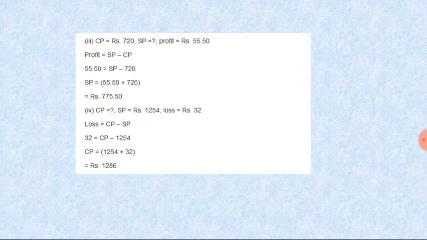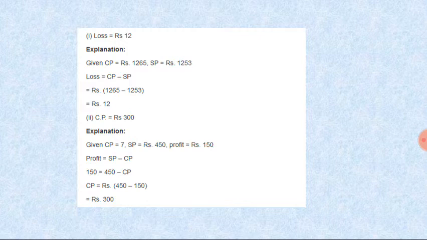Given the selling price is rupees 1254, loss rupees 32. So already you know the loss formula: loss equals CP minus SP. 32 is equal to CP minus 1254. So 1254 plus 32, the cost price is 1286. Do you understand, students?